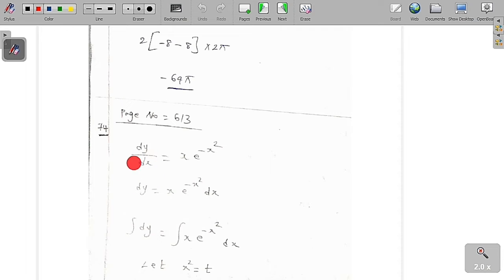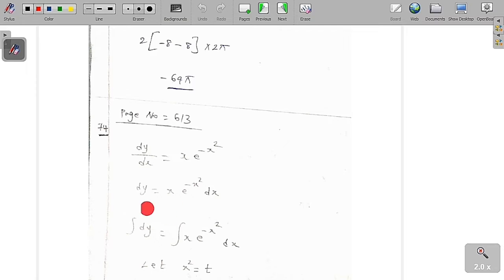So you can see clearly, slope at any point on the graph y is equal to f of x is nothing but dy by dx. So dy by dx is equal to x into e to the power of minus x square. If I take dx to the right hand side, we get dy is equal to x into e to the power of minus x square into dx.